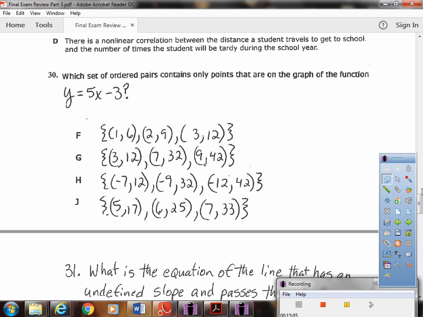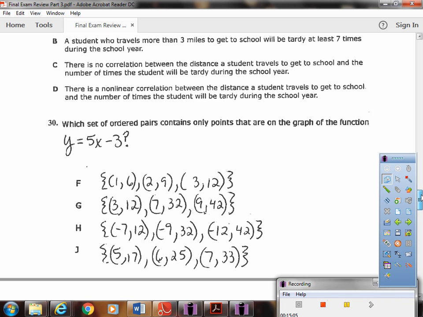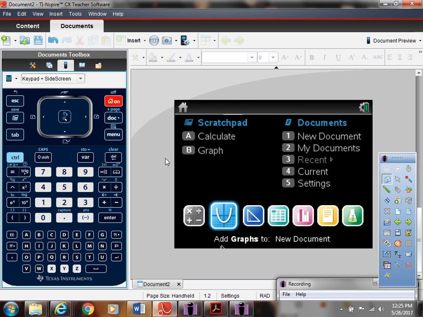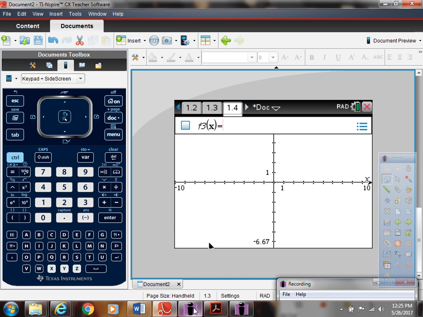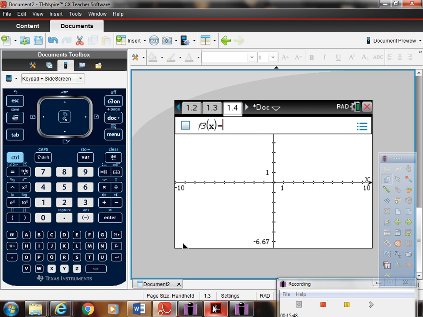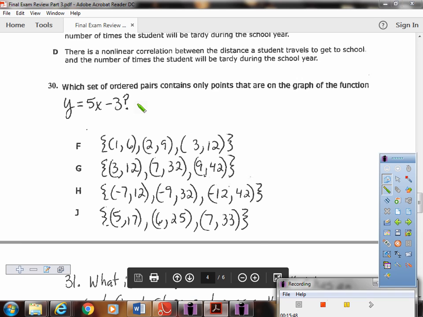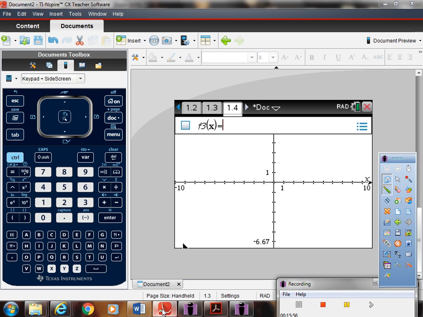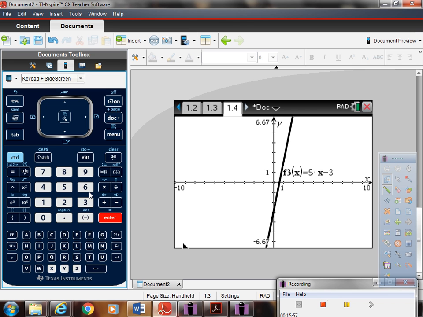Which set of ordered pairs contains only points that are on the graph of the function y equals 5x minus 3? So what would be the best way to see if these points are on this graph? Graph it out. When in doubt, graph it out. That's exactly, the graph will give you the table, and you can look it up on the table. So if you think about it, all you would need to do is graph it. Let me go back to the problem, I see it right there. So which set of ordered pairs has the right points for the function? So all you would need to do is graph it. And the best place to look would be on the table.